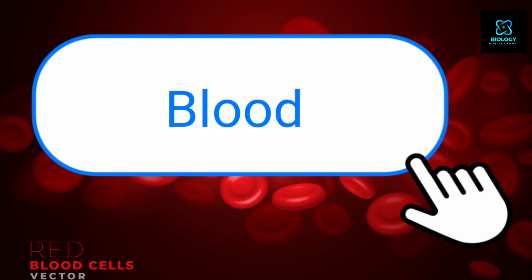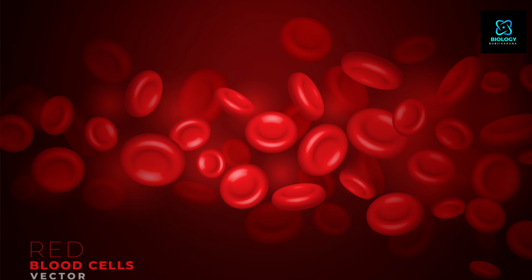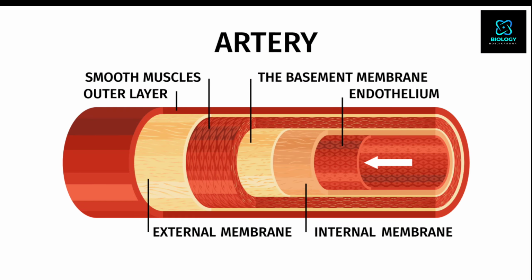Blood is a vital bodily fluid that circulates through our veins and arteries, carrying oxygen and nutrients to cells while removing waste products. It consists of red blood cells, white blood cells, platelets, and plasma. Arteries are blood vessels that carry oxygenated blood away from the heart to various parts of the body. They have thick, muscular walls to withstand the pressure generated by the pumping action of the heart. Arteries branch into smaller vessels called arterioles, which further distribute blood to capillaries for the exchange of oxygen and nutrients with body tissues.